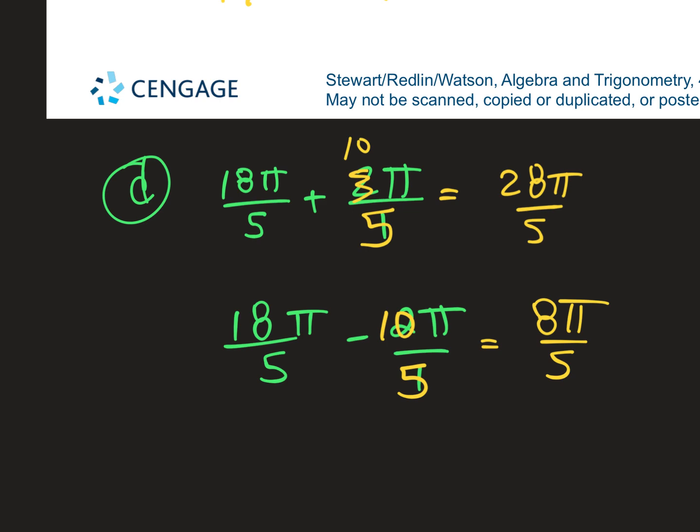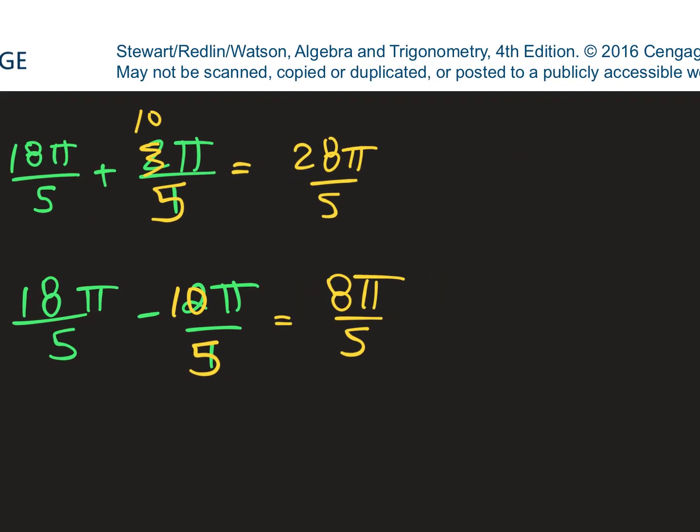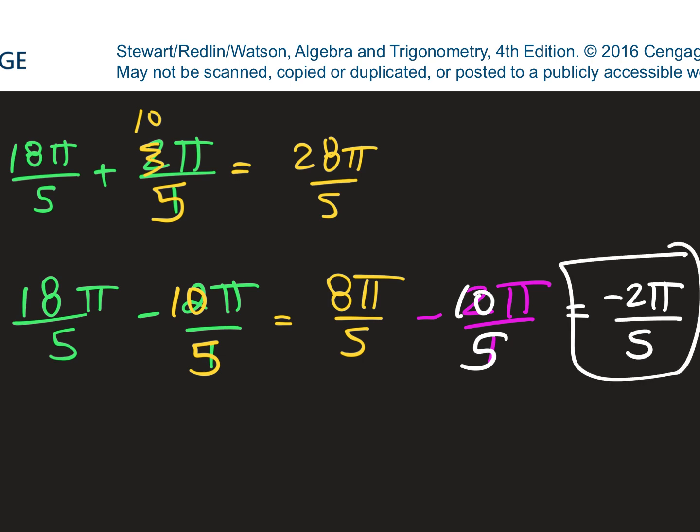So what should I do? Subtract again. I'm going to subtract another whole circle. What's my common denominator? 5. So now I have, what's 8 minus 10? Negative 2 pi over 5. Is that now a negative? There you go. So do you guys understand?